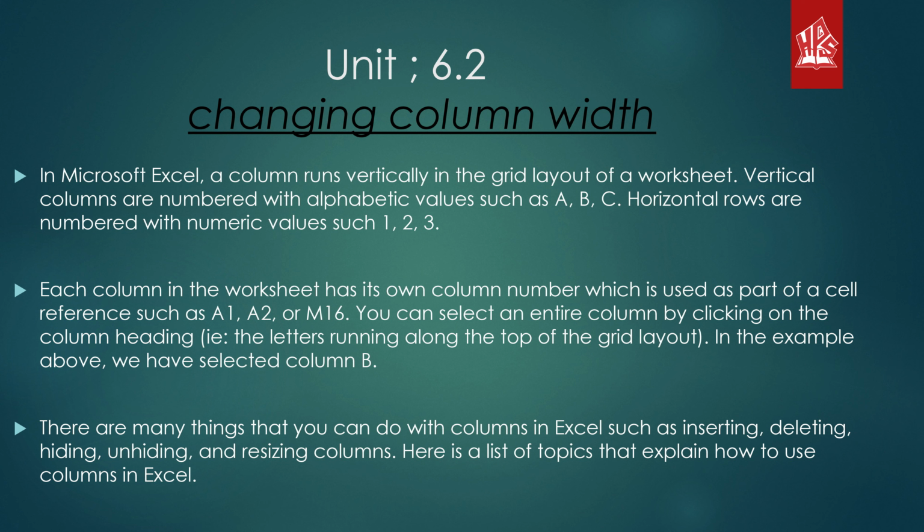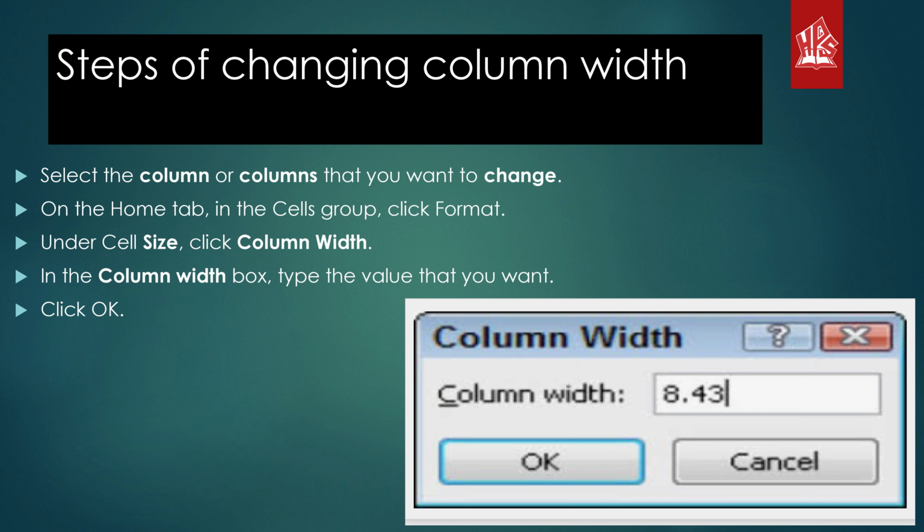There are many things that you can do with the columns in Excel, such as inserting, deleting, hiding, unhiding, and resizing of columns. There are some topics that explain how to use columns. We have some steps from which we can easily change our column width. Select the column or columns by clicking on the column letter in the frame. Go to the Cells group on the Home tab and select Format, Column Width. Enter the new width in the box opposite Column Width. Click OK to return to the worksheet.